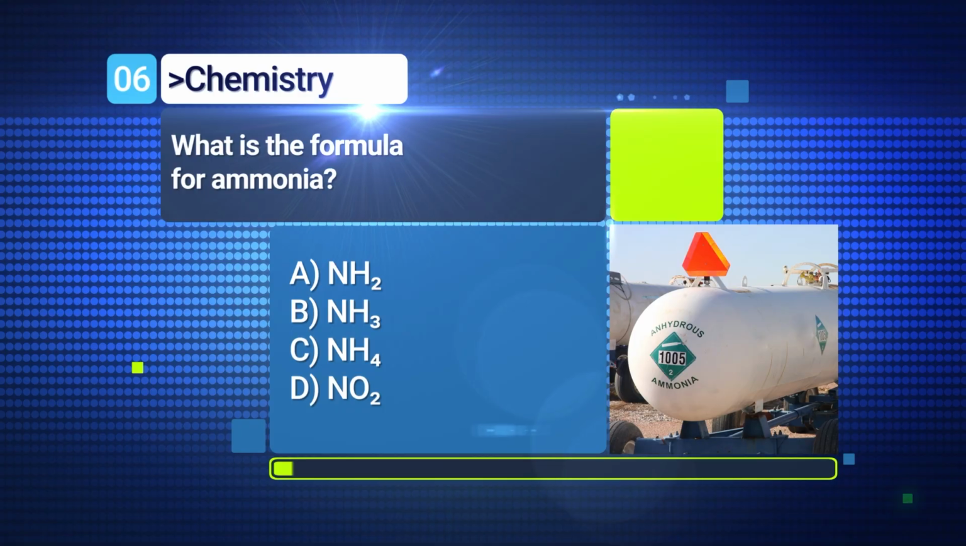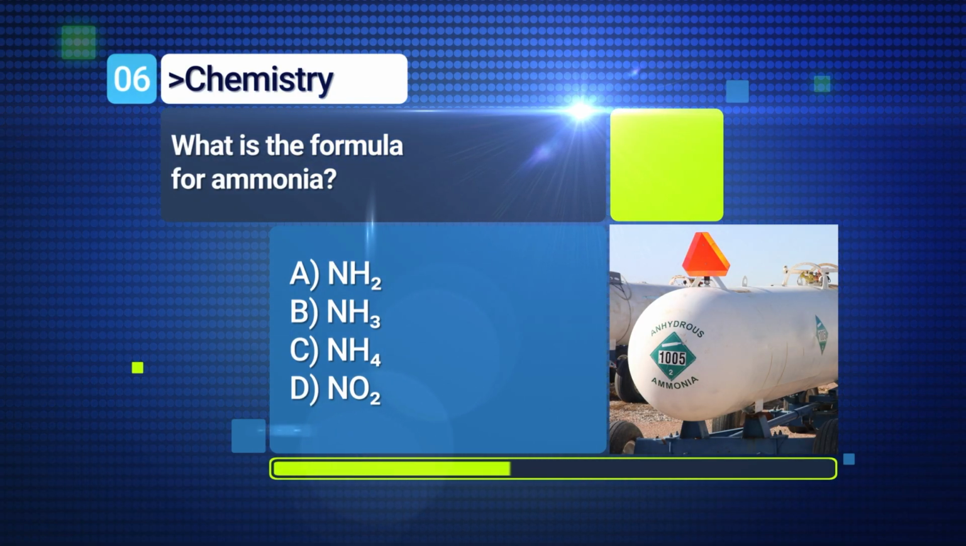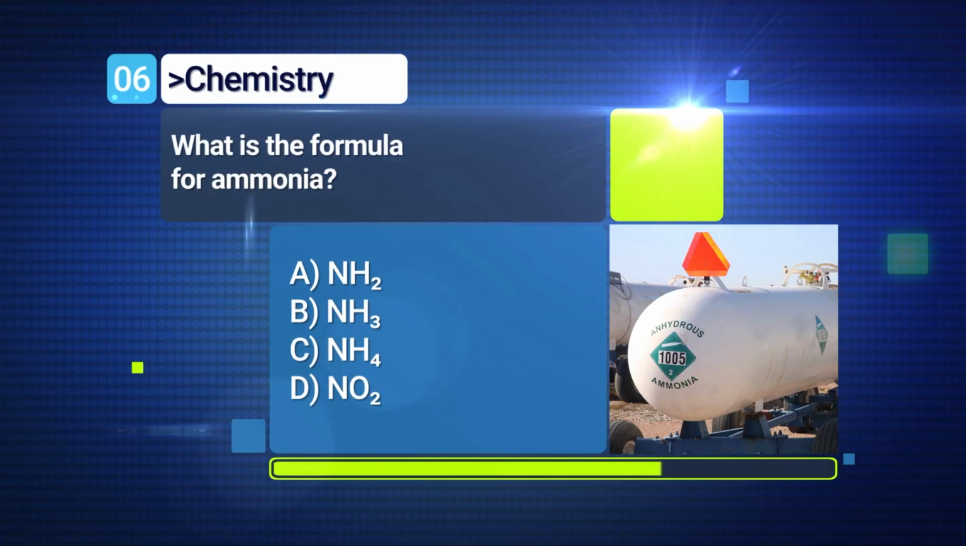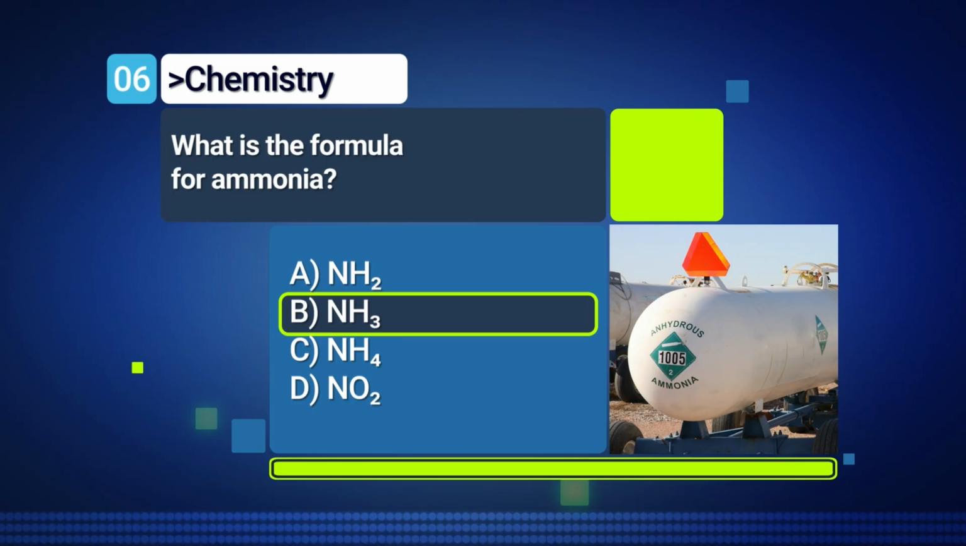Question 6. What is the formula for ammonia? A. NH2. B. NH3. C. NH4. D. NO2. Answer: B. NH3.